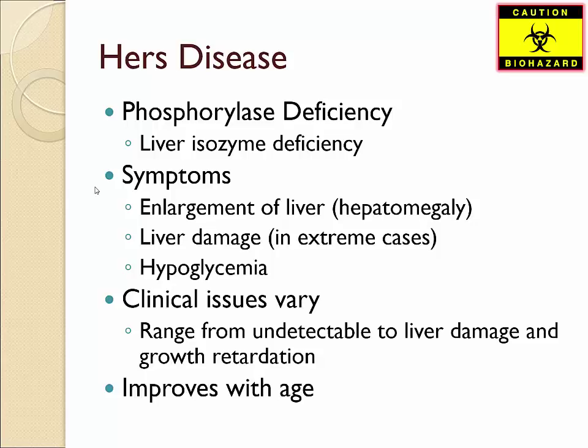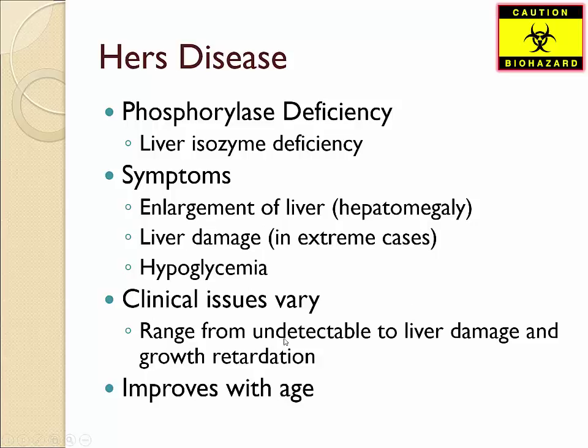This makes sense because we're going to be building glycogen, but we're not going to be able to clear glycogen and release it as glucose. And since we can't clear glycogen to make glucose for release to the blood, we should expect these individuals to have hypoglycemia. If the enlargement of the liver becomes too great, or the particular case of HERS disease is extreme, liver damage is certainly to be expected.